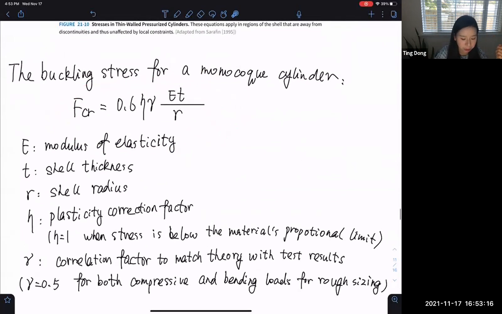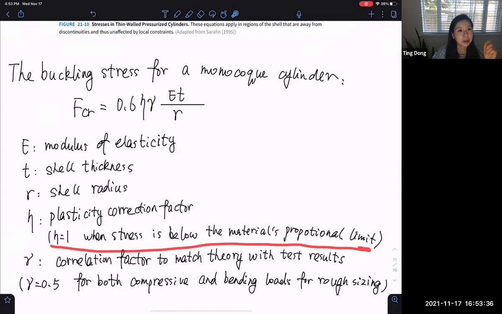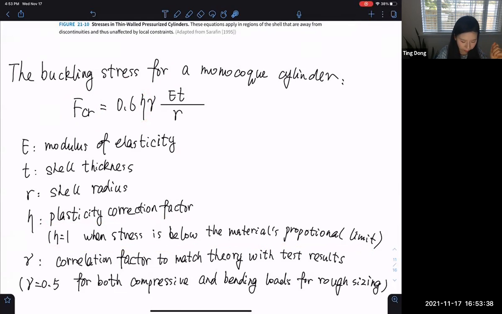So in this equation, this is the buckling stress. We can consider it a threshold stress. You want to make sure that the stress generated in your structure is lower than this one. And this is the plasticity correction factor. For our material, we use 1 to simplify the calculation. And this one is the correlation factor to match the theory with the test result.